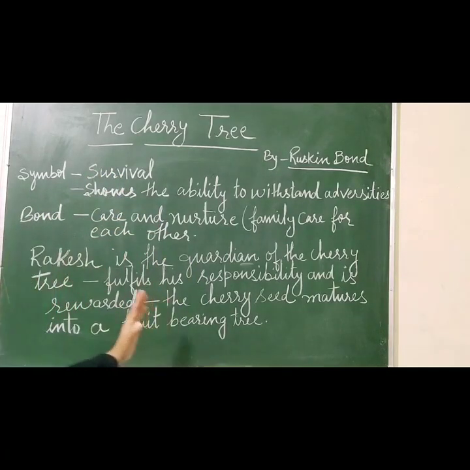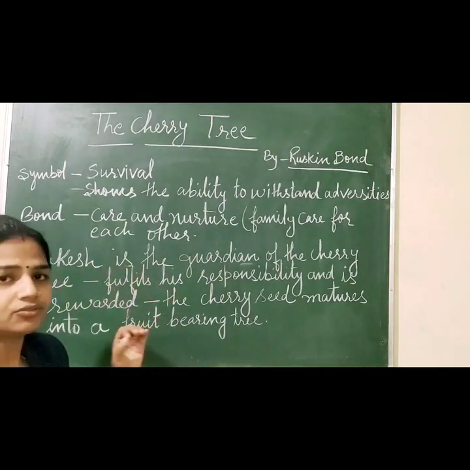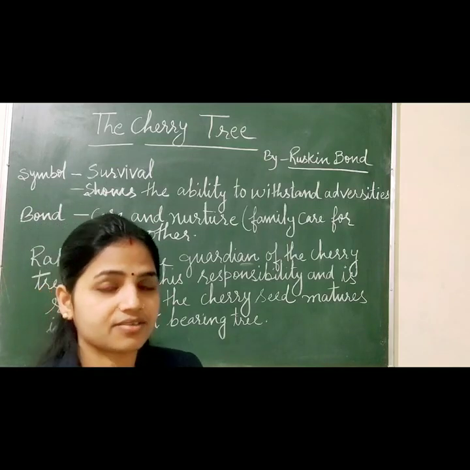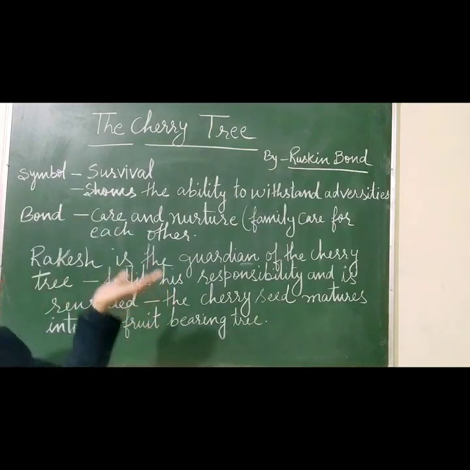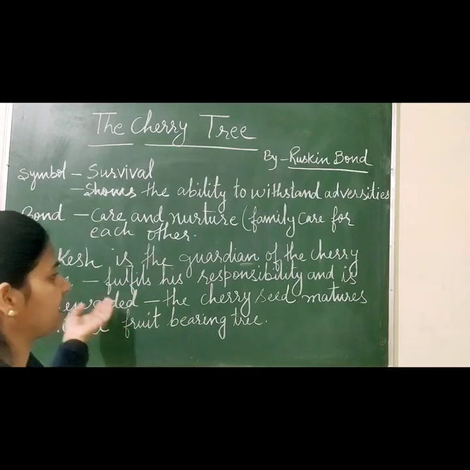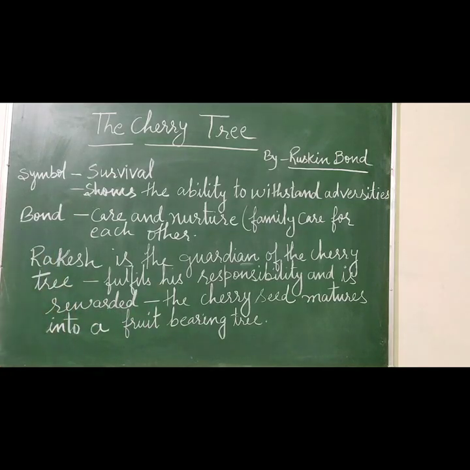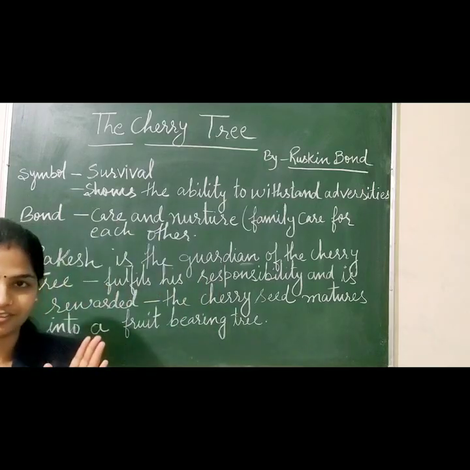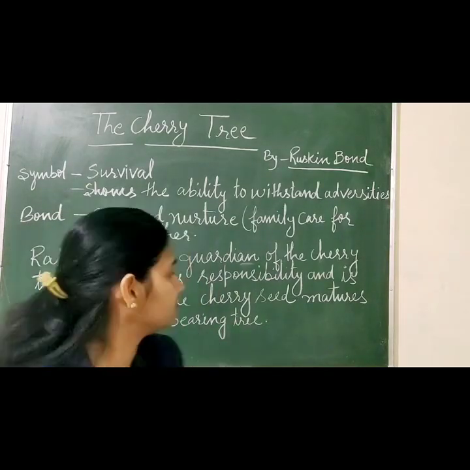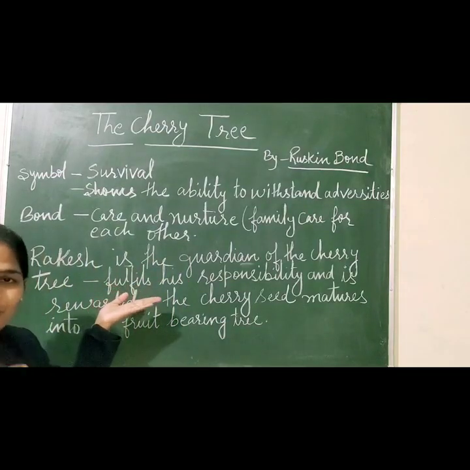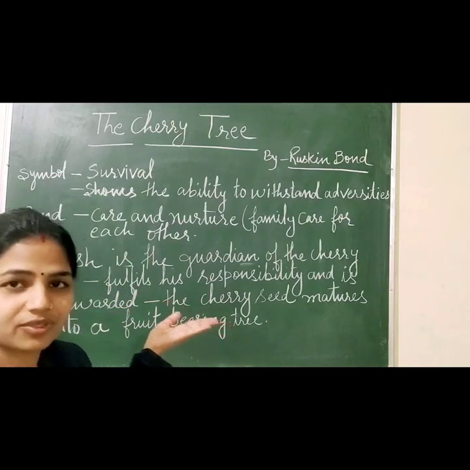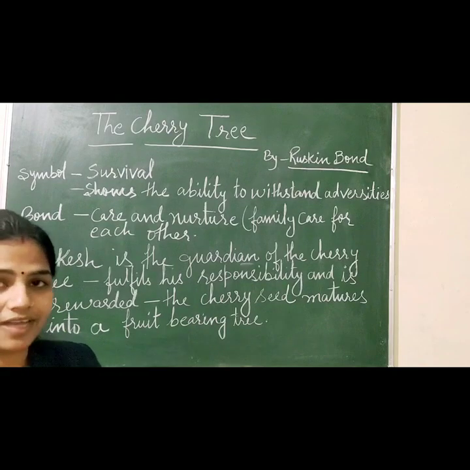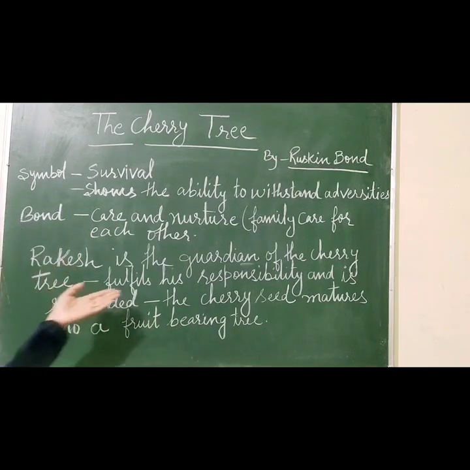That is Rakesh. Rakesh is the guardian of the cherry tree in this story, and he is the one who fulfills each and every requirement, whatever is required for a cherry tree to grow. So finally, what we saw in the result is that he proved to be a good guardian. He fulfilled all the requirements whatever the cherry tree needs for healthy growth.